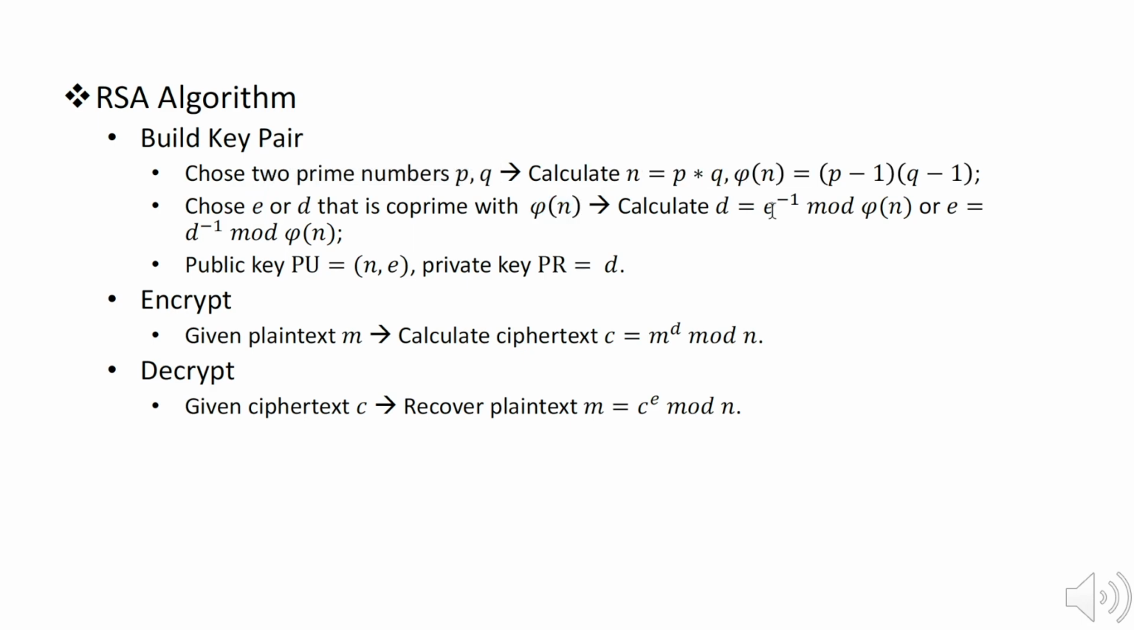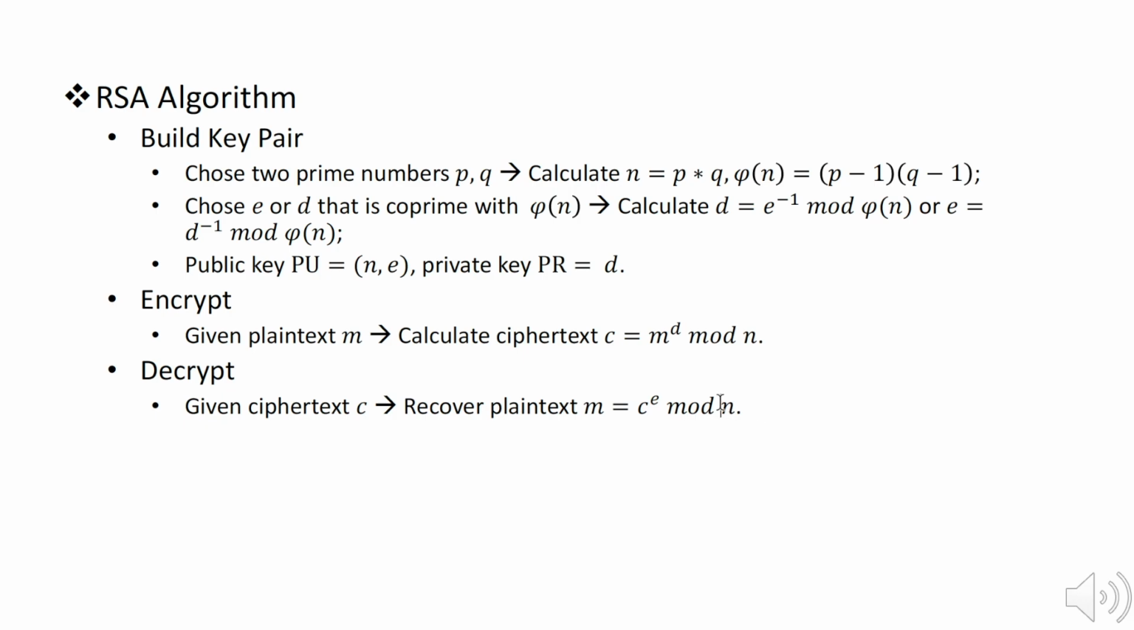Then we calculate d as the inverse of e modulo phi n, or we can choose d and calculate e as the inverse of d modulo phi n. Both are fine. Now we have the public key pu equal to (n, e), and the private key pr is d. Now we can use this key pair to do the encryption. Given a plaintext m, we calculate the ciphertext c as m to the power of d modulo n. When the receiver receives the ciphertext, he or she can recover the plaintext by calculating c to the power of e modulo n. This is how RSA encryption works.